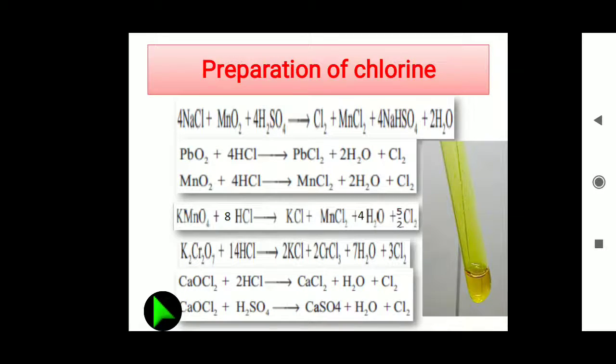Then the last equation, calcium oxychloride, bleaching powder, treated with sulfuric acid. Here we can get calcium sulfate and water, then chlorine. This equation is a balanced equation. Let us move to the next slide.